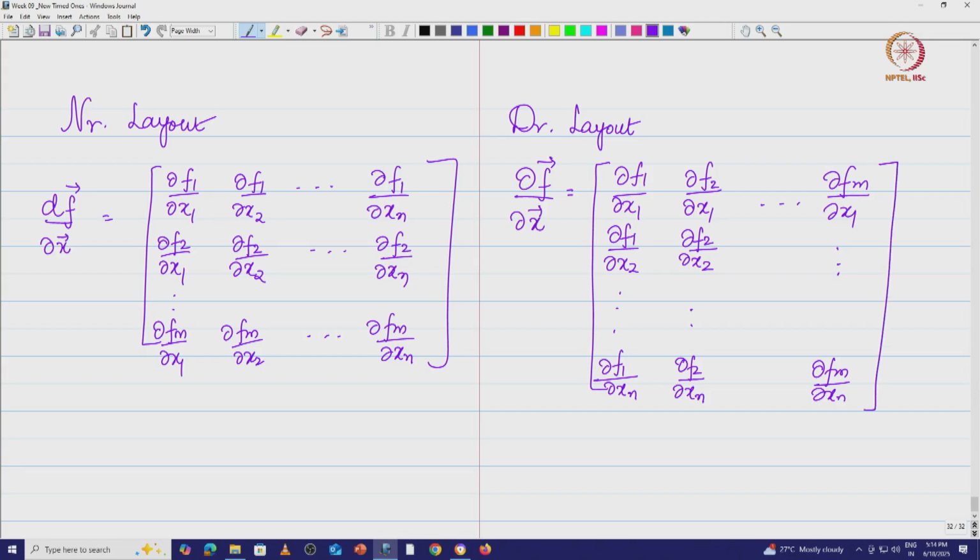Now, you can very clearly see the difference. This is going to be a matrix of m rows and n columns. This is going to be a matrix of n rows and m columns. Please note the difference here, and that tells you how you are stacking up your gradients, right. So, that is what we call the numerator layout and denominator layout. As I said, once you fix the layout, be consistent with it, don't change, don't mix, and it is going to be a problem if you mix.